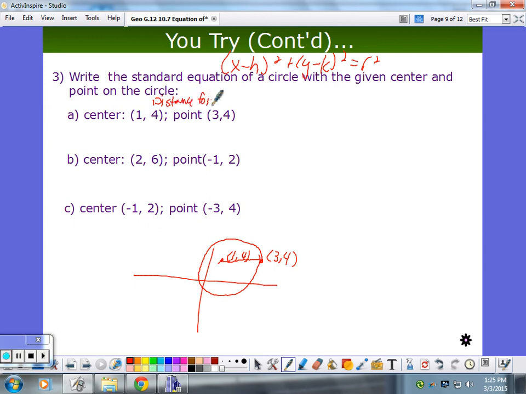Formula to find the radius. And actually what I do is I take the square of the distance formula and I find R squared, because that's what I want. I want R squared. If I was to do this one, I would say R squared is the distance between 1 and 3 is 2, square it. The distance between 4 and 4 is 0, square it. So that's 4. R squared equals 4. So I can write my equation.